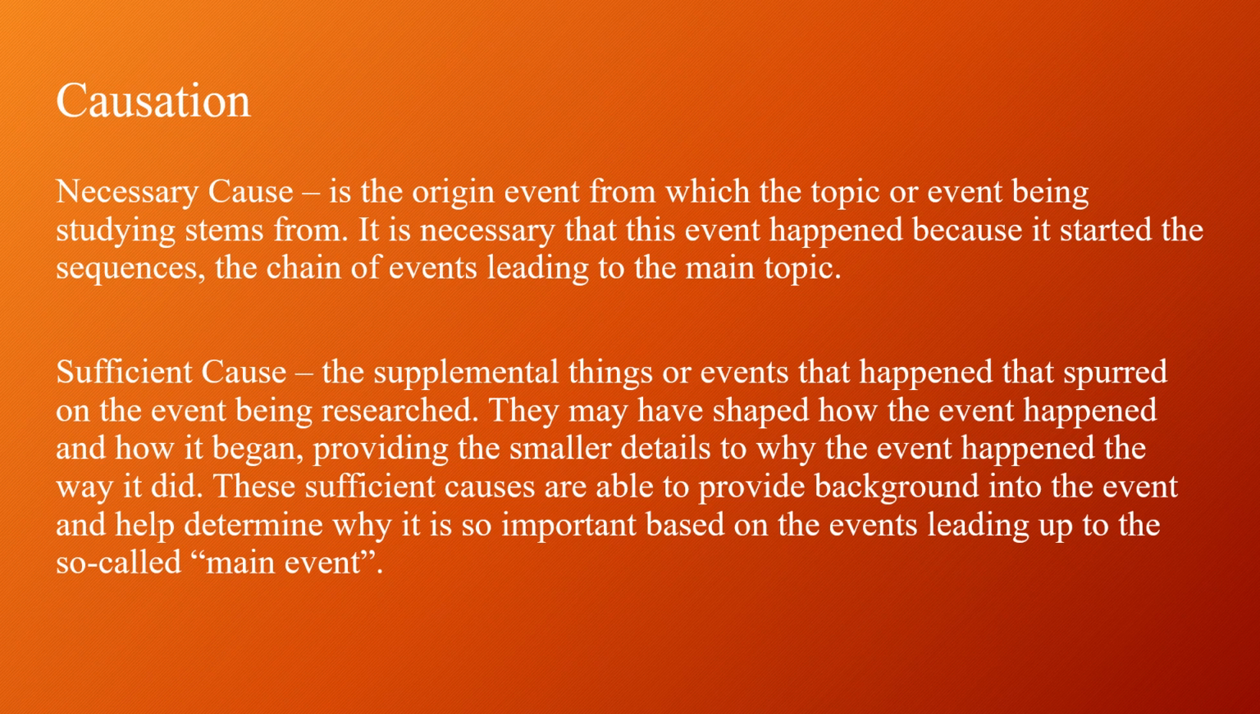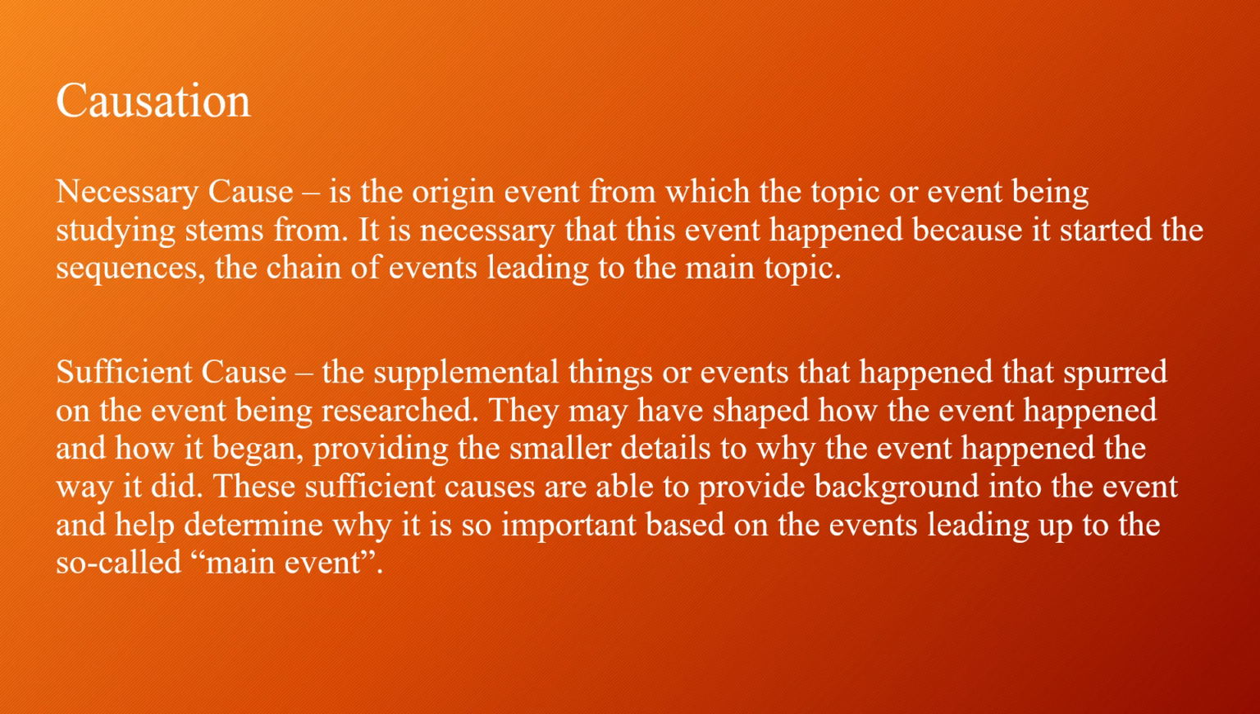So sufficient causes are going to be these supplemental things or events that happen that spurred on the event being researched. They may have shaped how the event happened and how it began, providing these smaller, more minute details as to why the event happened the way it did. These sufficient causes are able to provide background into the event and help determine why it is so important based on the events leading up to the so-called main event.